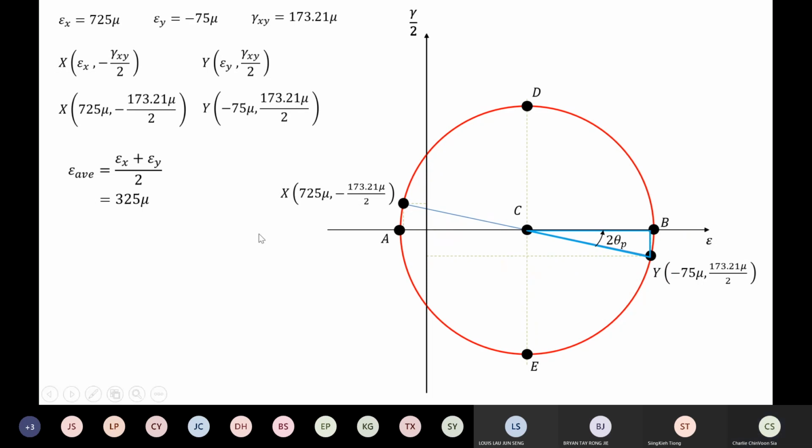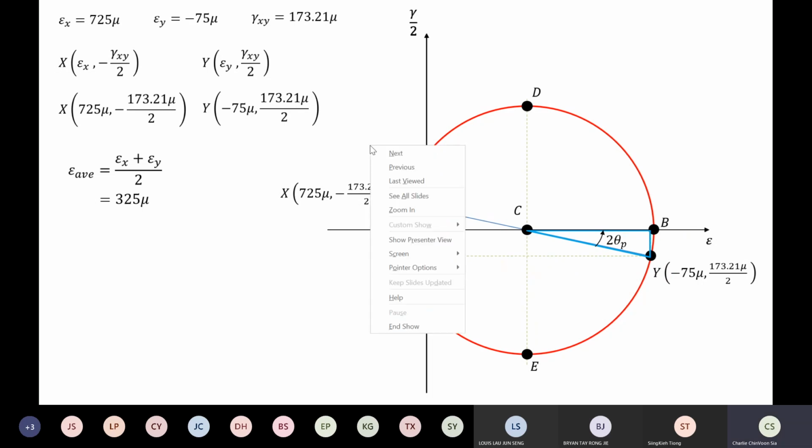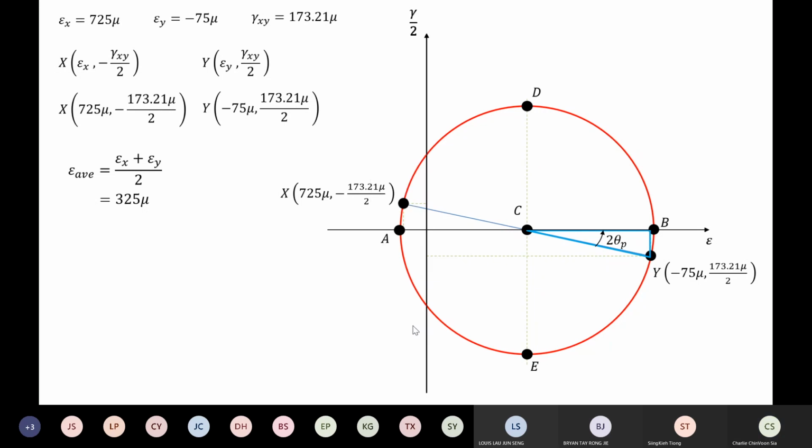Oops. Maybe I put it wrong. Okay, opposite. Yeah.